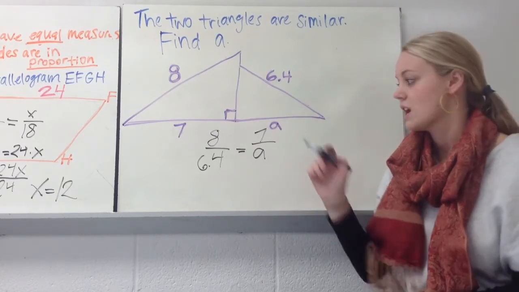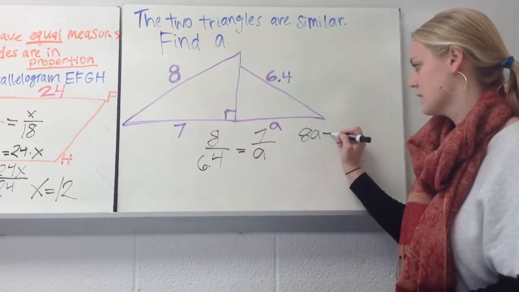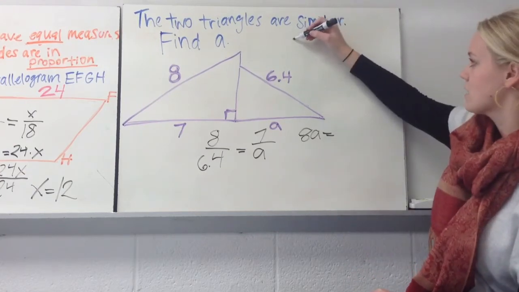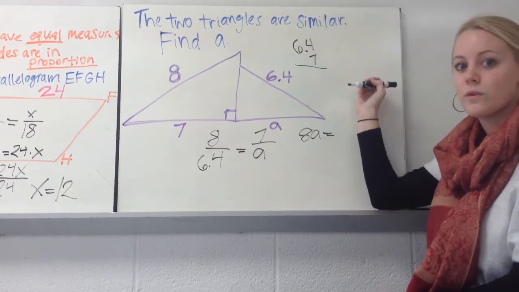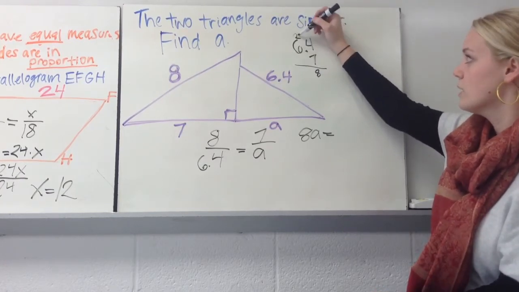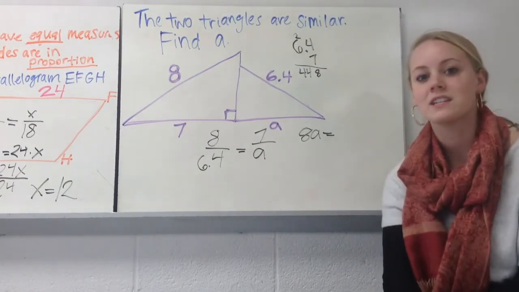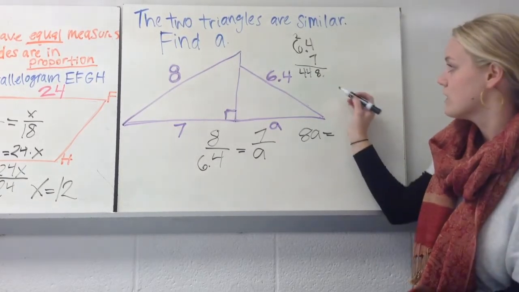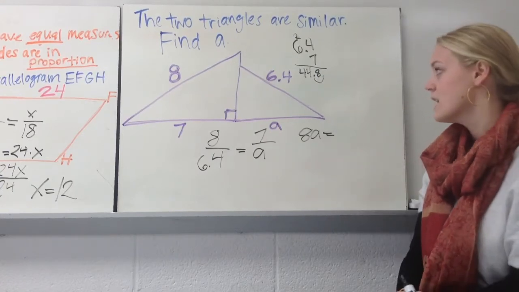Next thing we do is we multiply across. 8 times A is 8A. And 6.4 times 7, I'm not sure about that either, so let's do some math on the side. 6.4 times 7. 7 times 4 is 28. 7 times 6 is 42, plus 2 is 44. And we have to keep in mind that there's one number to the right of the decimal. So that means that we move this decimal to the left one time. So 6.4 times 7 is 44.8.